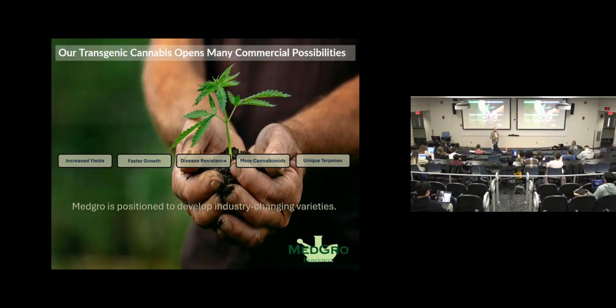Now, to do that, you're going to have to make a transgenic plant. We can make a transgenic plant. Now, it might be that some of the more traditional cannabis growers do not want a GMO plant, but my feeling is money talks. And if you have something that solves the problem, people will buy it. More cannabinoids, and obviously particularly the rarer cannabinoids, and then terpenes, unique terpenes.